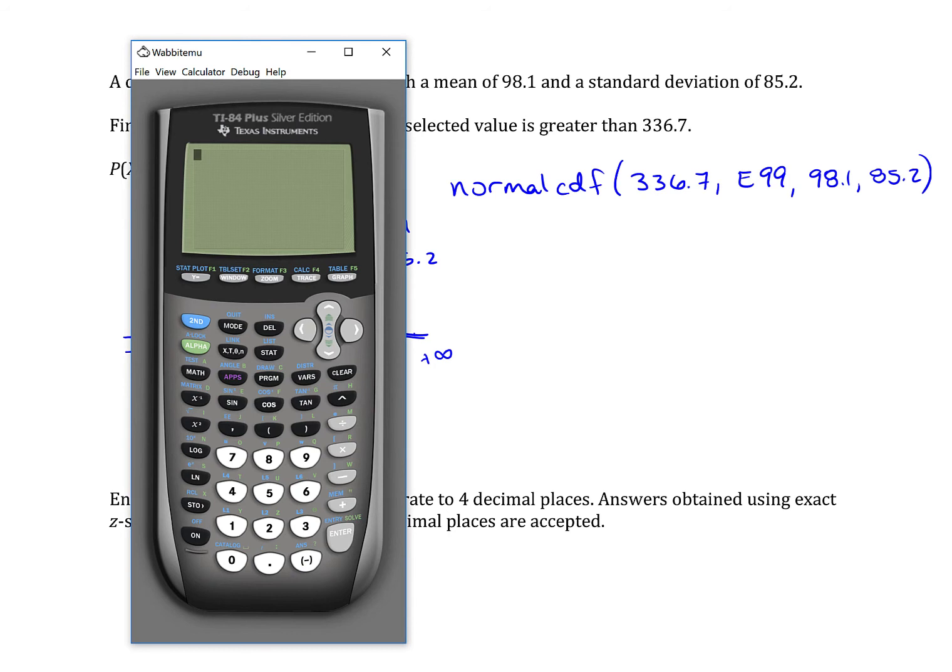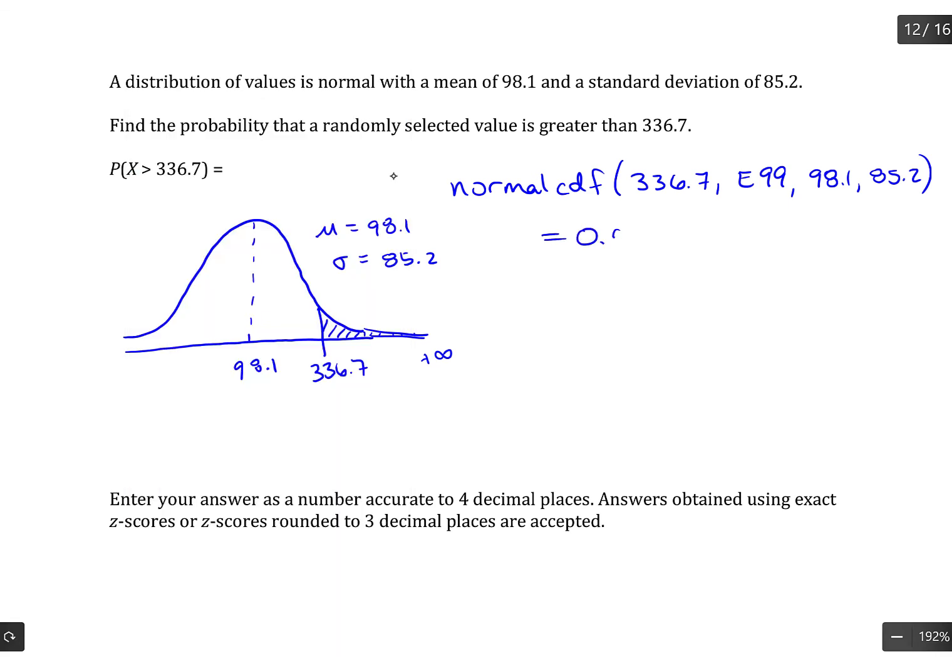So let's get out our calculator to solve this. If I hit second and distribution, then down to normal CDF, it takes the 4 inputs that I've provided, so 336.7, comma, then hit second and comma to get that E, and then 99. Then the mean is 98.1, and the standard deviation is 85.2. So that gives me a probability of 0.0026.